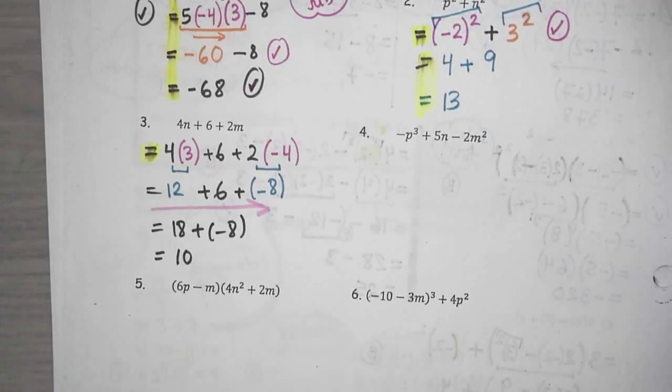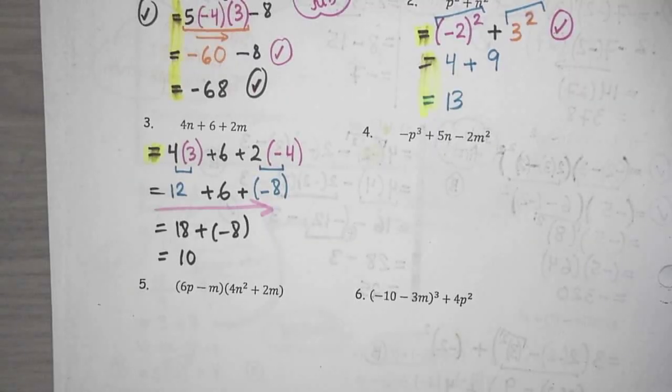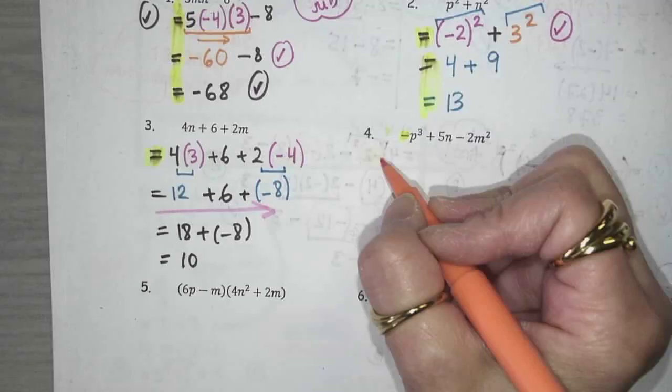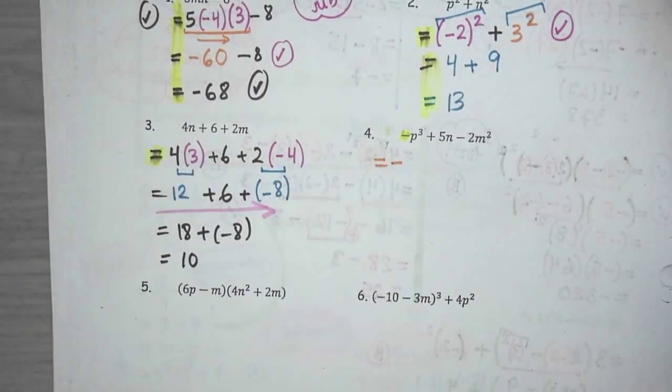Try it again. This one's a little bit trickier. The way it's tricky is this negative in front of it. That negative in front of it, you can imagine it's a negative, like it's a negative 1. Just going to get pencil.